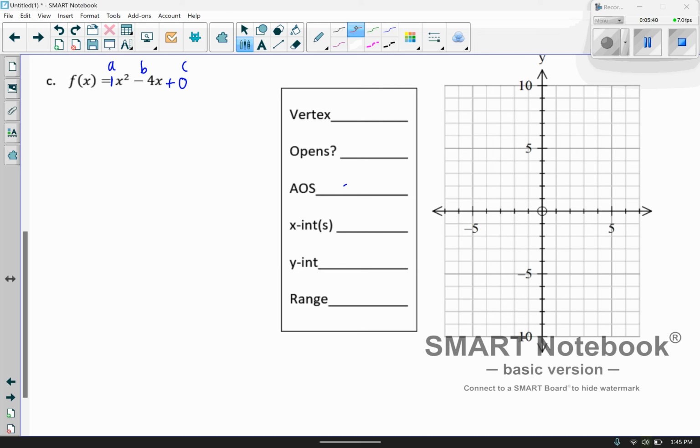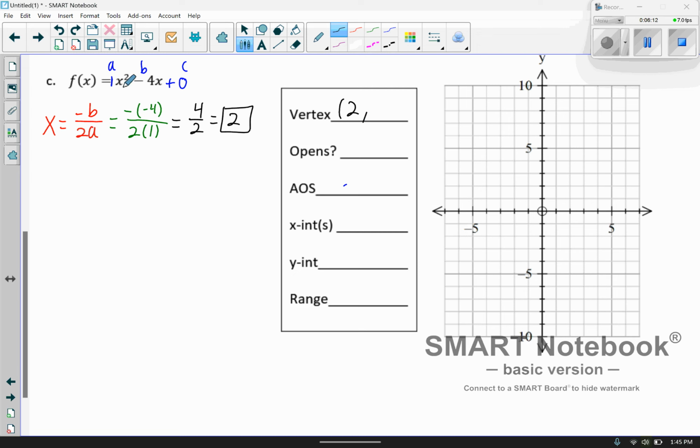So once again, to find my vertex, I'm going to have x equals -b over 2a. So I'm going to have negative and then -4 that I'm plugging in for my b, divided by 2 times my a value, which is 1. And so that double negative on top will become a positive 4 over 2. 4 divided by 2 is 2. So that's going to be my x value.